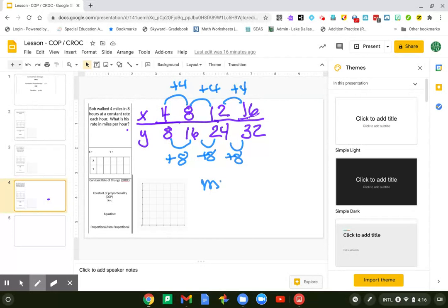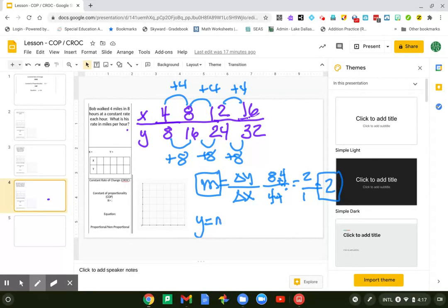To find m, I do my change in y over my change in x. My y is changing by 8. My x is changing by 4. When I simplify those out, I can divide both by 4. I get 2, and 4 divided by 4 is 1. When I simplify that, I get 2. So my m equals 2. So if I'm going to write my equation, write the equation with the letters first and then plug in the numbers. Y equals 2x.